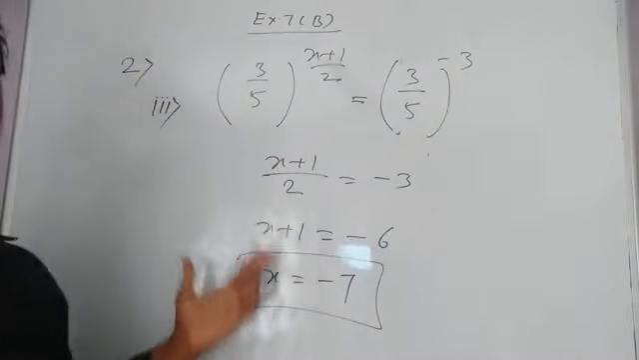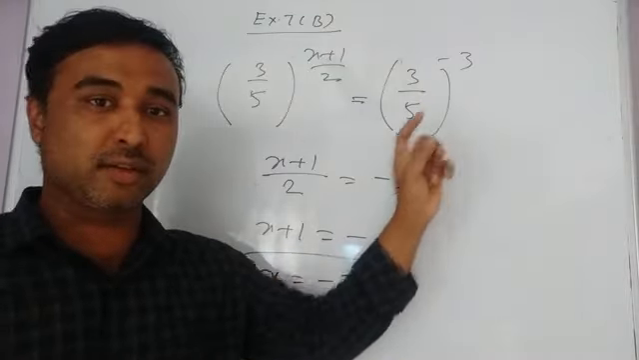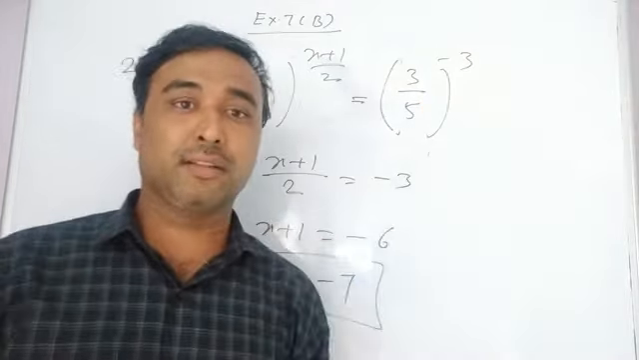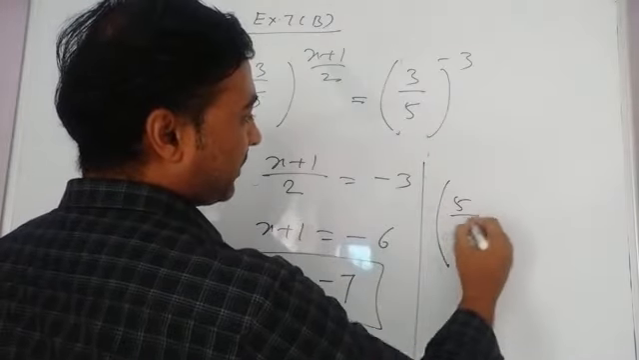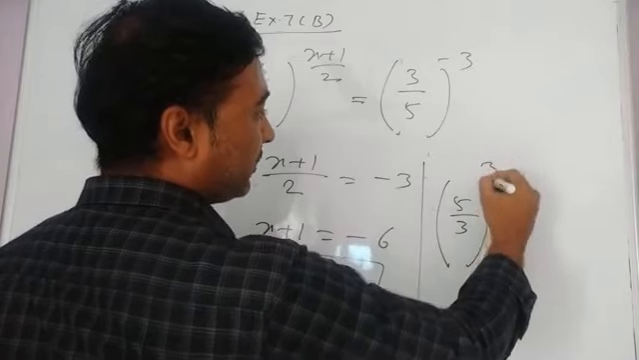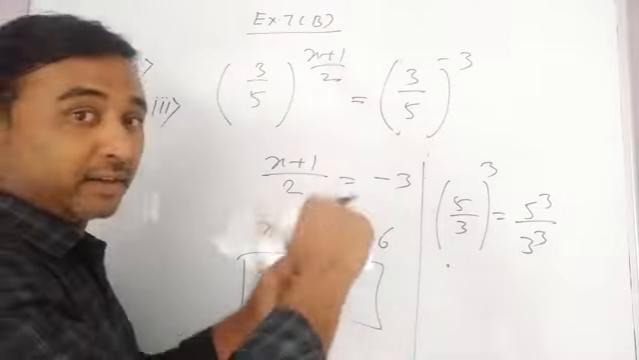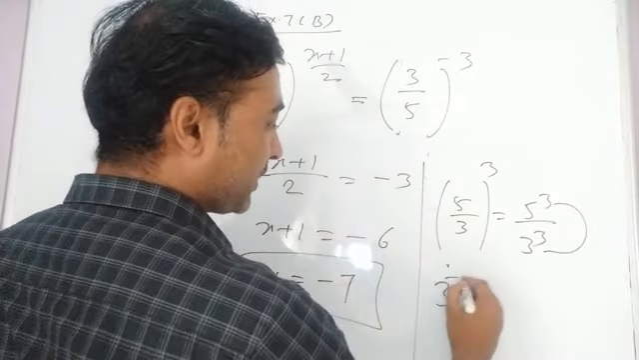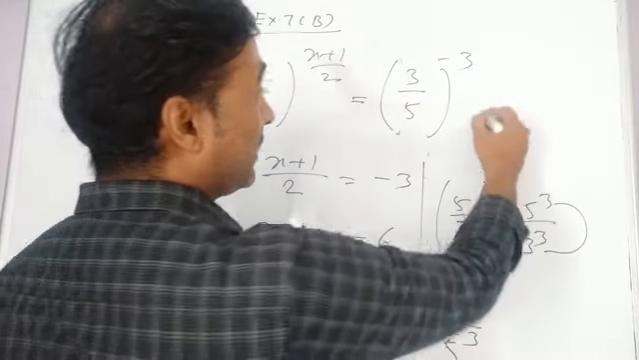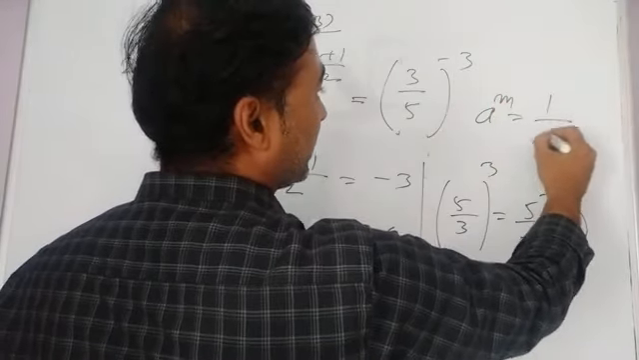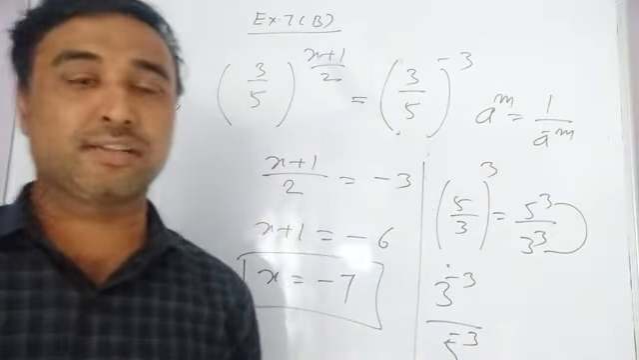Again, the same concept we have come across when the bases are the same. You are only supposed to understand this concept: when we take the reciprocal of a fraction, then the sign of the indices will change. Should I explain this again? Yes, I'll explain. 5 upon 3 raised to 3: if I write this as 5 raised to 3 upon 3 raised to 3 and take the reciprocal, the 3 raised to 3 goes up, so it becomes 3 raised to minus 3, and the 5 raised to 3 comes down, so it becomes 5 raised to minus 3. According to which rule? a raised to m is nothing but 1 upon a raised to minus m. Okay? So we'll see some more questions in the next video. Thank you.